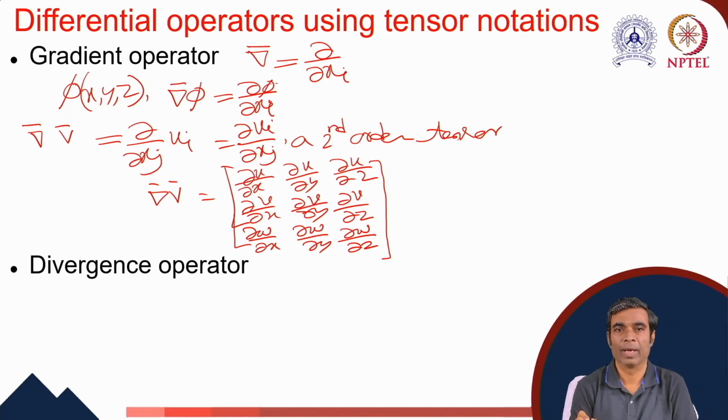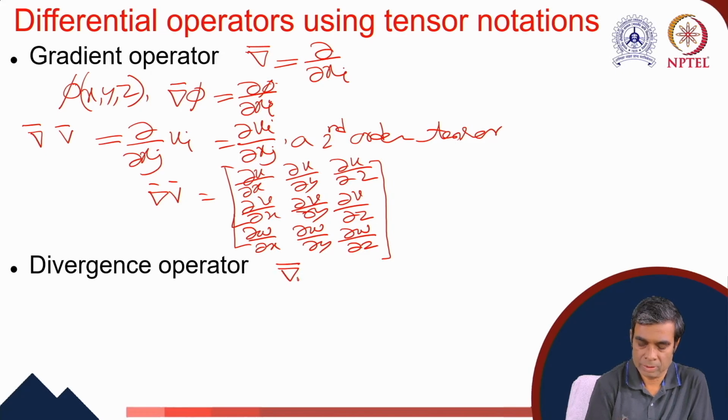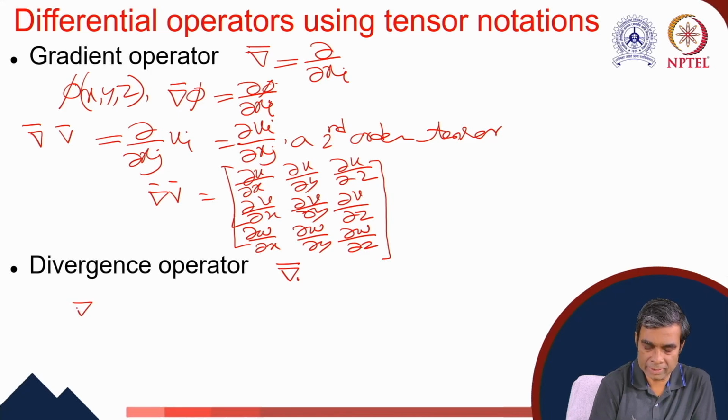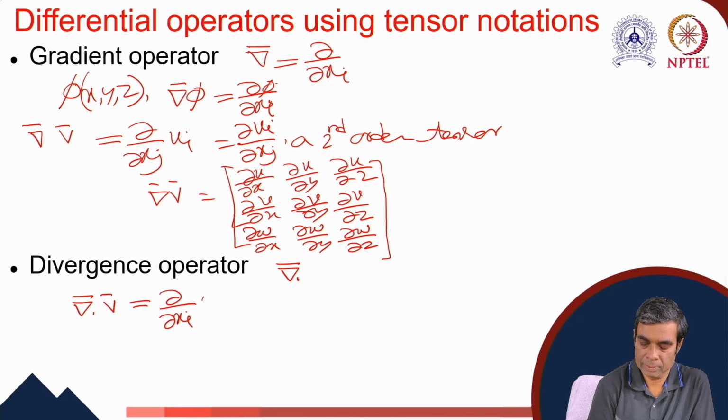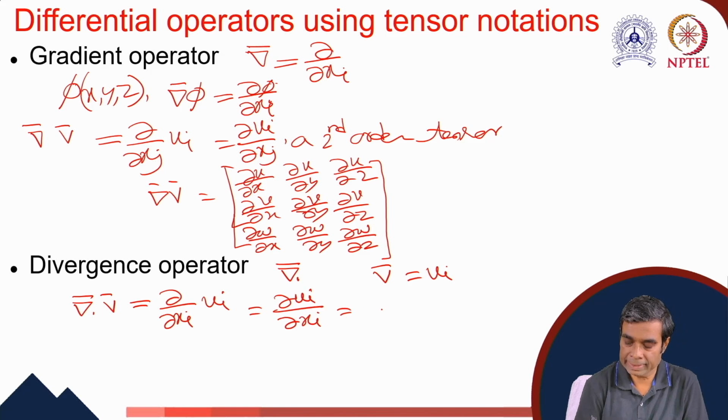Next we go for the divergence operator, which operates on a vector or a tensor of order 1 or more than that. So let us go for the divergence of the velocity vector. The divergence operator symbol is del dot. So when it operates on the velocity vector, we can write it as del dot v bar equals to, so we get a scalar quantity.